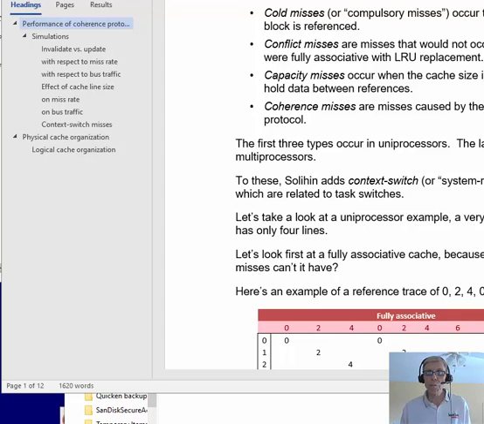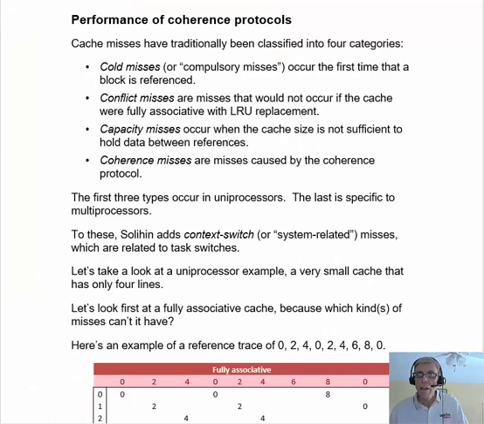Today we want to talk about the performance of cache coherence protocols. We'll start off by classifying cache misses into 4 or 5 categories, and then we'll talk about simulations that look at the different kinds of misses that are encountered on different benchmarks with different cache parameters. And then finally, we'll talk about physical and logical cache organization and what they have to do with performance.